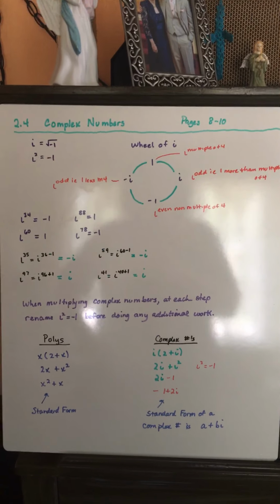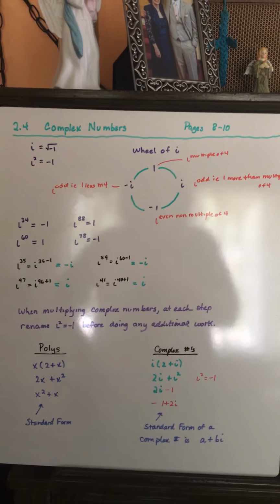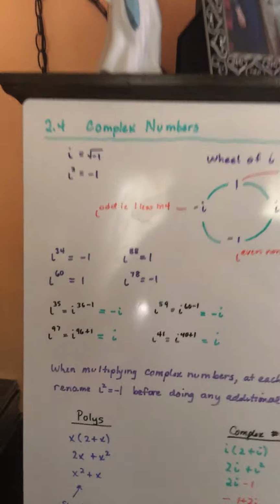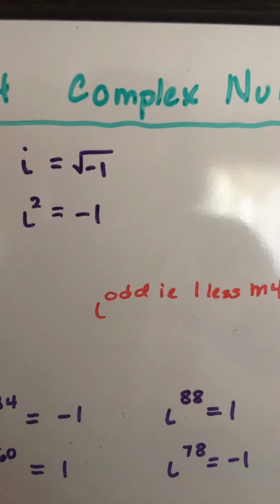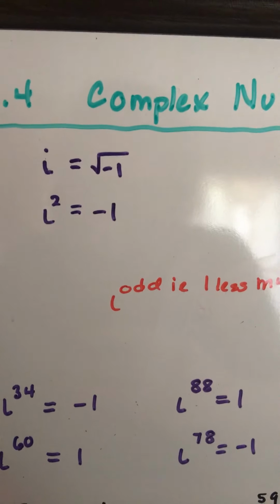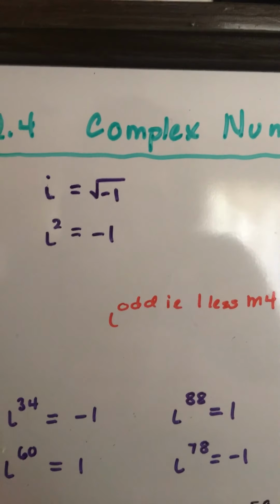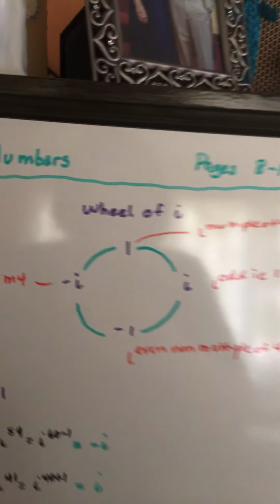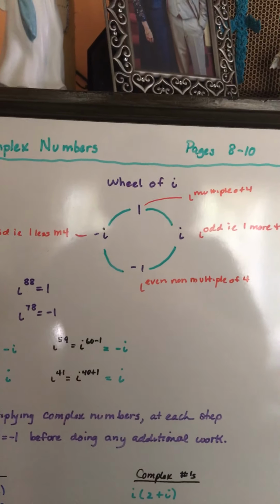Complex number review. This is section 2.4, pages 8 to 10. Please remember that i is equal to the square root of -1. It is not real. That's why it's called complex. i squared equals -1. We have the wheel of i.